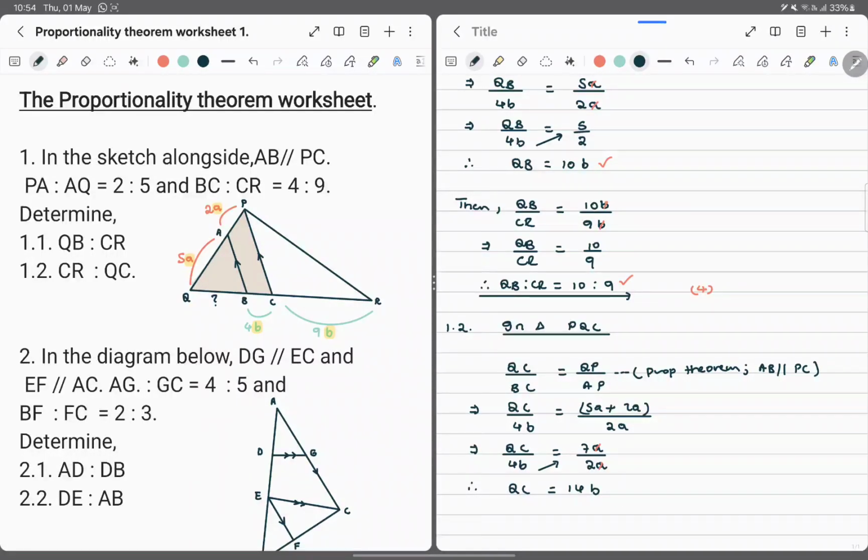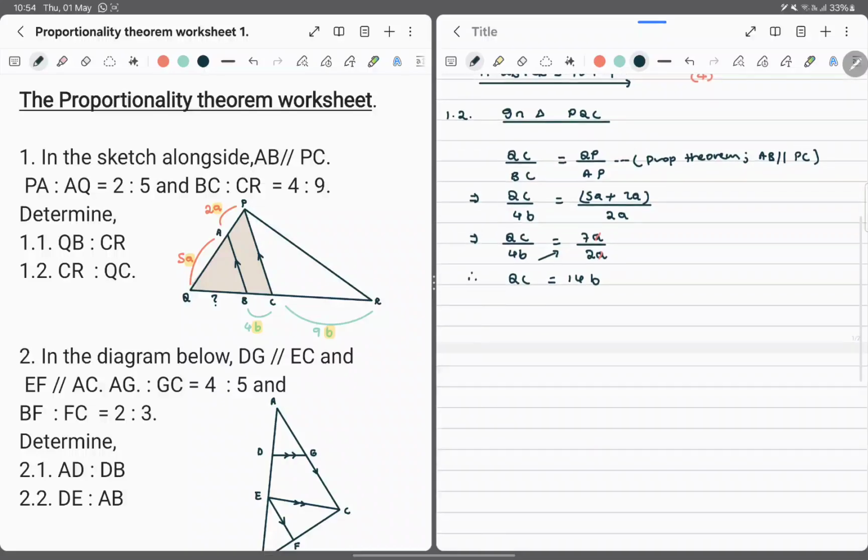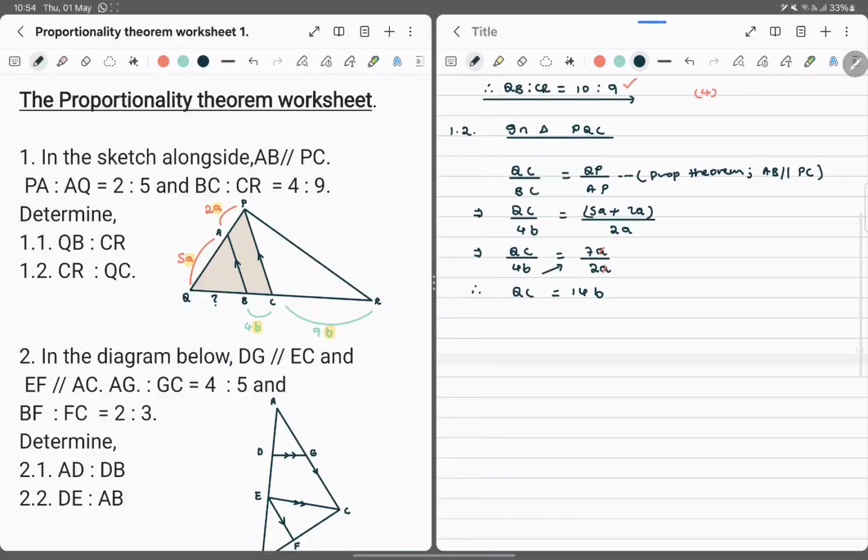Okay, very interesting. So again guys, this is all about strategy. If you don't strategize, you will not make it. Then what are we interested in? CR over QC is going to be 9B over 14B, isn't it? Yeah, and this does it for us.